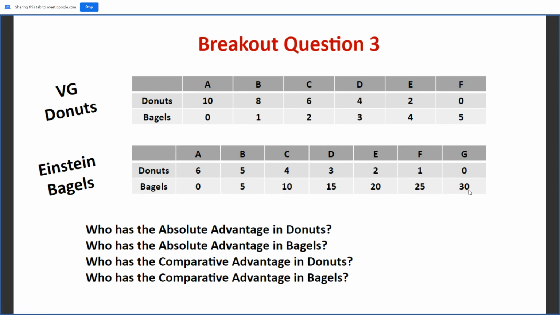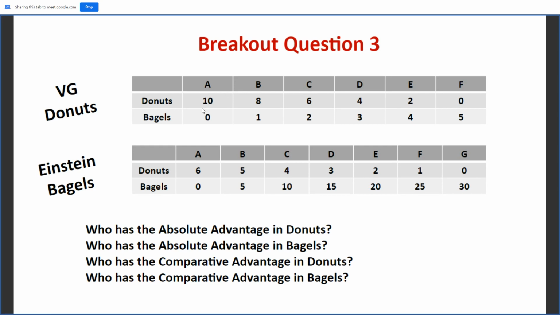Either way, I'm starving. So who has the absolute advantage in donuts? We're going VGs. Who has the absolute advantage in bagels? We're going Einsteins. And then with comparative advantage, I sure hope that VGs has a comparative advantage. And they do. Every time VGs makes a donut, they give up half a bagel. Whereas if Einsteins tries to make one donut, they give up 5 bagels. So the lower opportunity cost goes to VGs, and they have the comparative advantage in donuts.